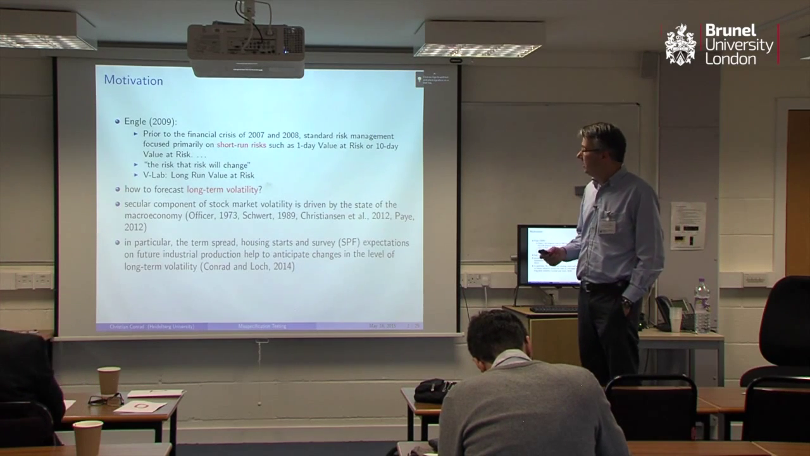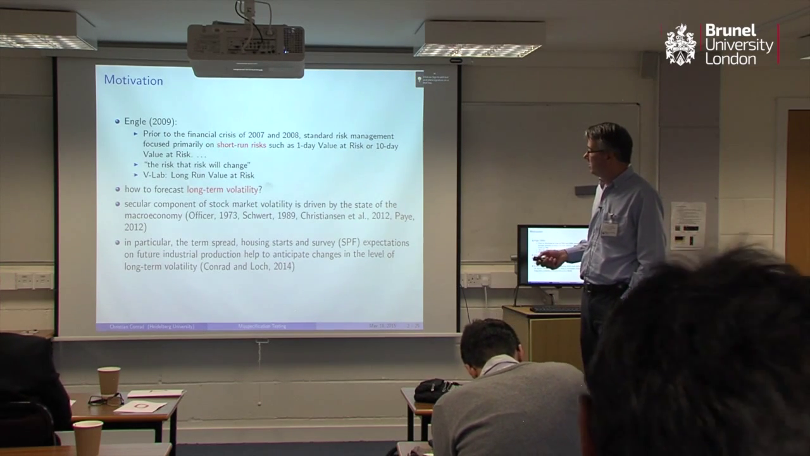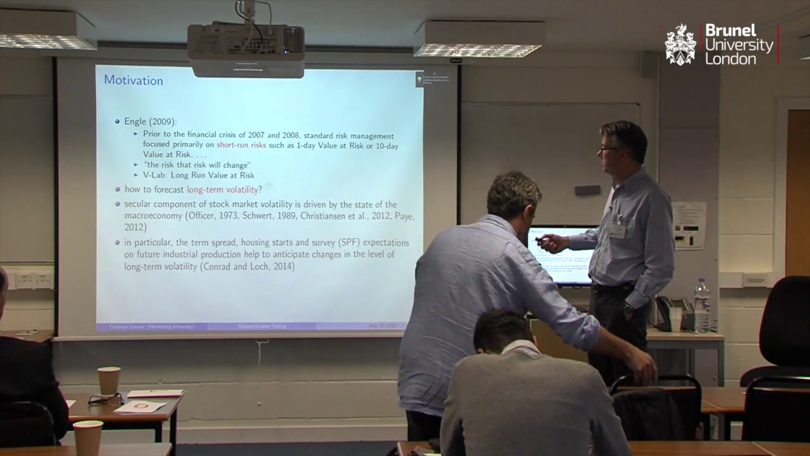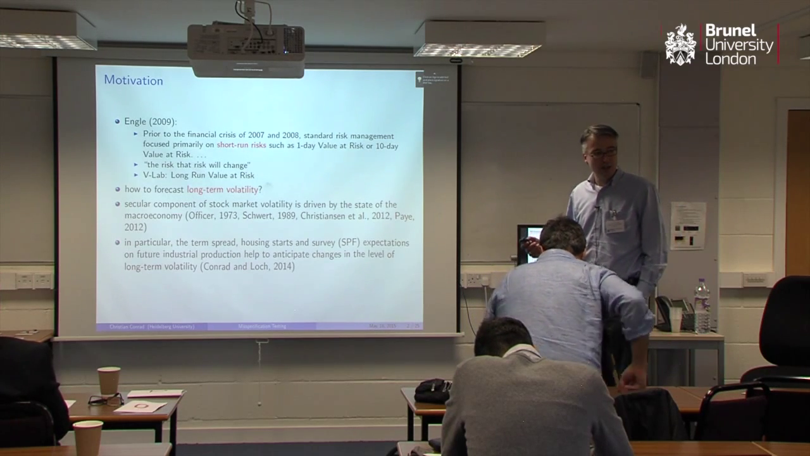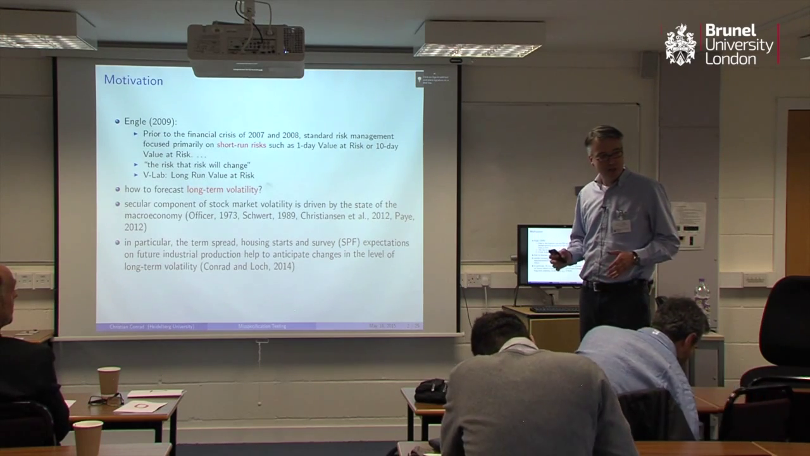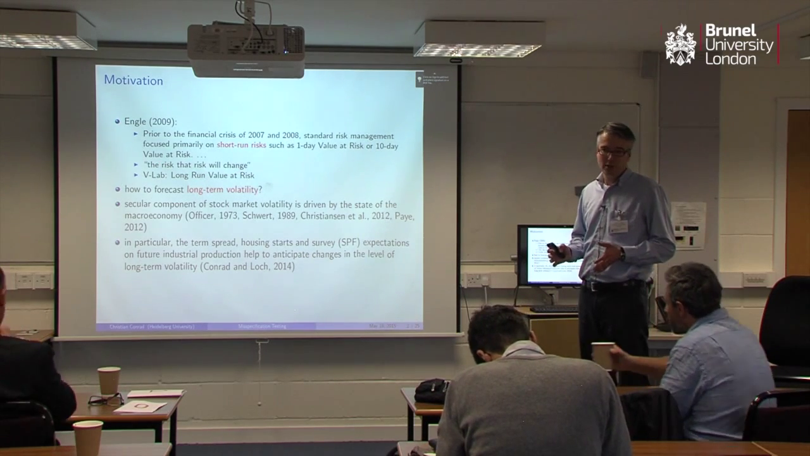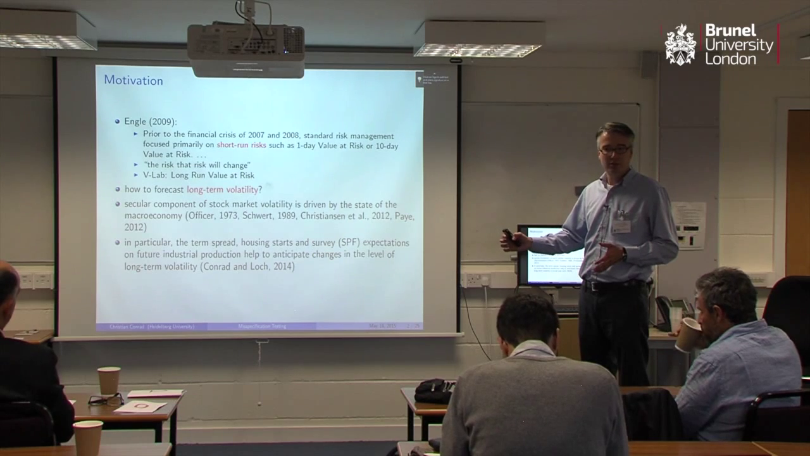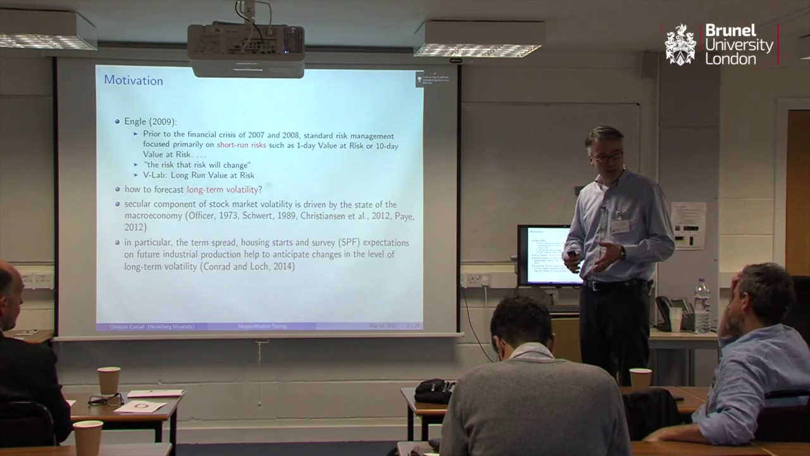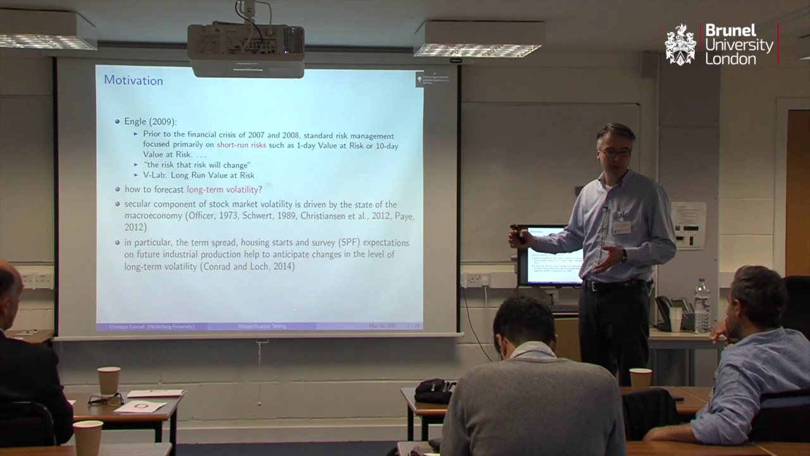Okay, why are we interested in this? Here's a quote from a paper by Engel where he says that prior to the financial crisis, standard risk management primarily focused on short-term risks, such as 1-day, 10-day ahead value at risk. And he claims that this creates a problem because you miss the fact that risk will change. So he says you should look at value at risk over longer horizons because, for example, if you are currently in a low volatility regime, then there is a high probability that volatility is going up subsequently, and you should somehow capture this risk.